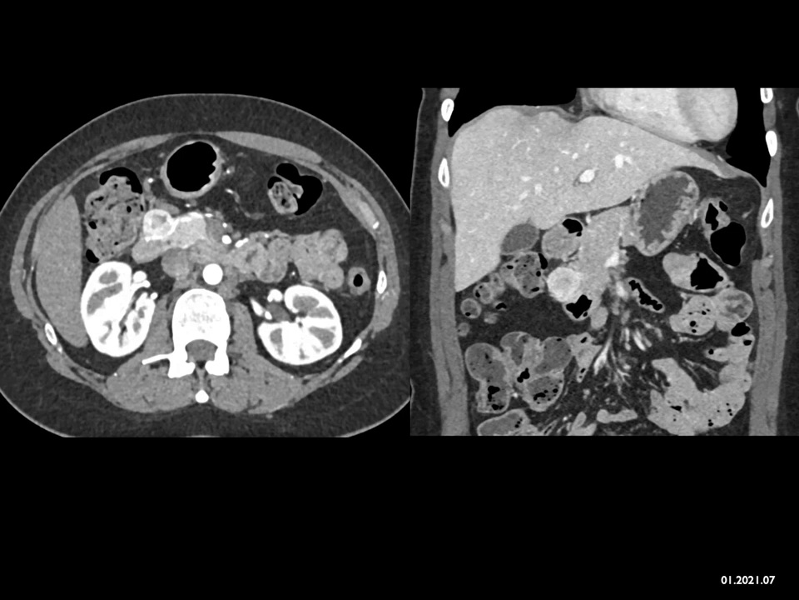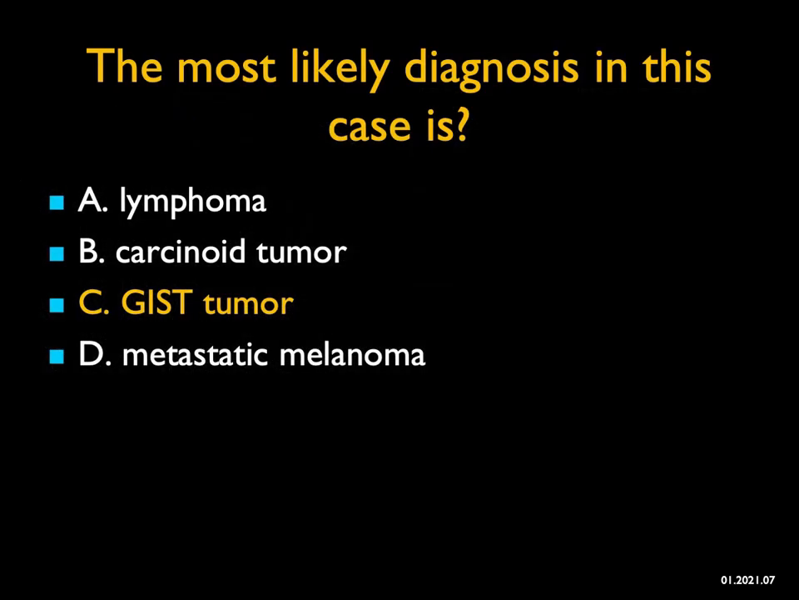They often present with GI bleeding. It's always interesting how the smaller GIST tumors can bleed. The larger GIST tumors, be it small bowel or stomach, typically do not cause GI bleeding, so it's typically not going to be an issue. So in this case, wonderful example of a GIST tumor.